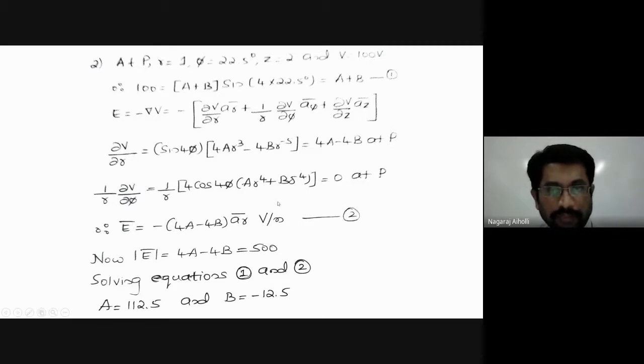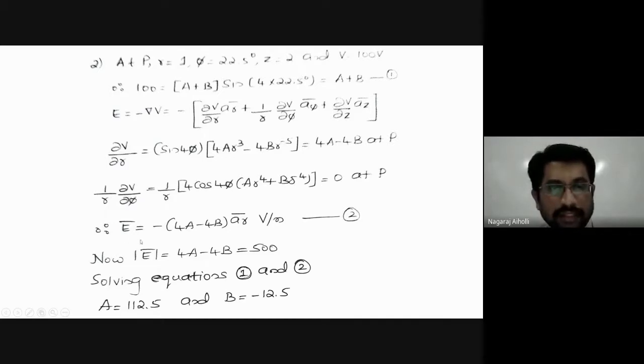So this will be how much, students? Here cos of 4 into 22.5, cos 90. What is cos 90? Cos 90 is 0, sir. So the entire equation will become 0. It's a product, multiplication, so the entire equation will become 0. Therefore, (1/R) ∂V/∂φ is equal to 0 at the point P.